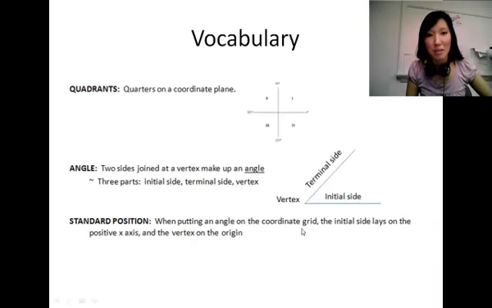So this first slide, I'm confident that you can figure out it's mostly review. But the big thing is we have an initial side and a terminal side, two pieces that make up an angle. And standard position, this would probably be the newest thing to you. What we always do is we will put the initial side on our positive x-axis, and then we'll open up that angle from that position of the initial side. So somewhere our terminal side will be opening up from that positive x-axis.